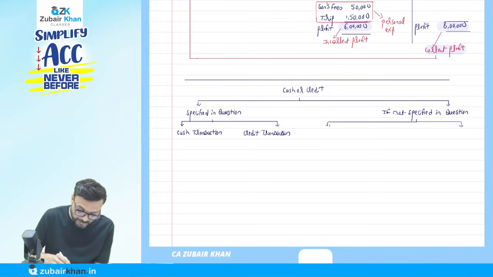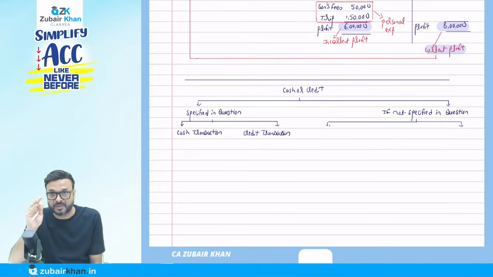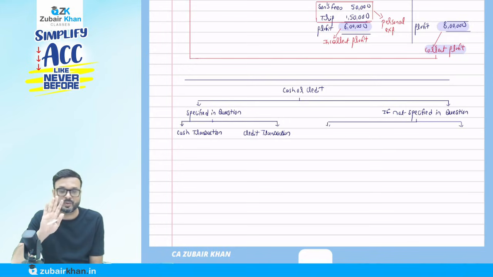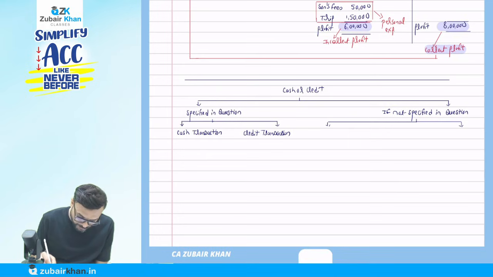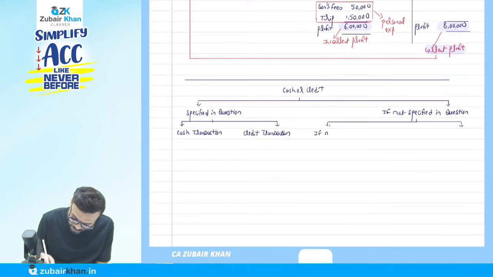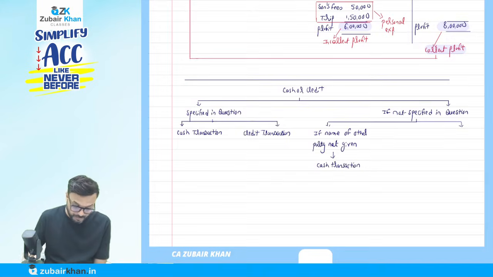Write it down. Let me tell you that this is not something specified in law or in accounting. No. It's a general practice in business. So you can say that if the name of the other party is not given, then we are going to record it as a cash transaction.